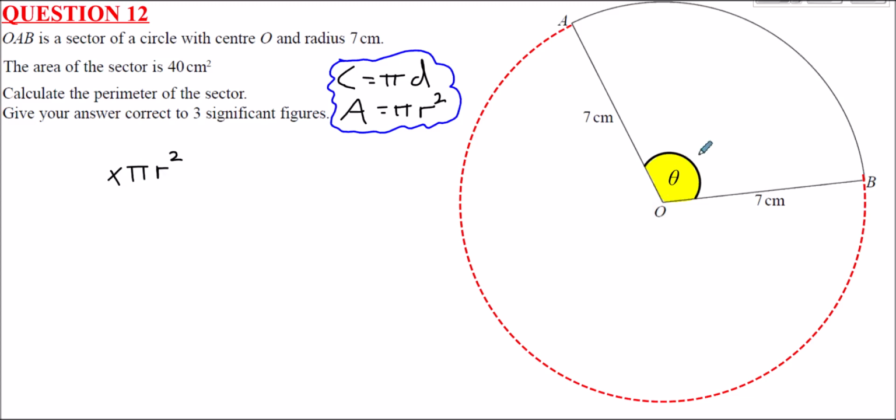The fraction of this full circle, in terms of degrees, in terms of angle, a full circle would be 360. Because we've got an angle theta, the fraction of the circle this sector is, is theta out of 360. So theta over 360 times pi r squared would tell us the area of the sector.